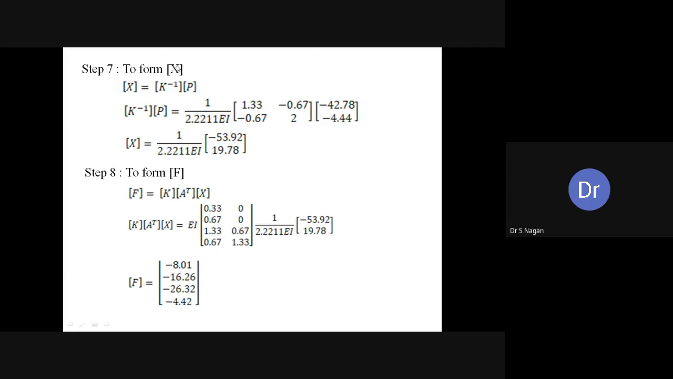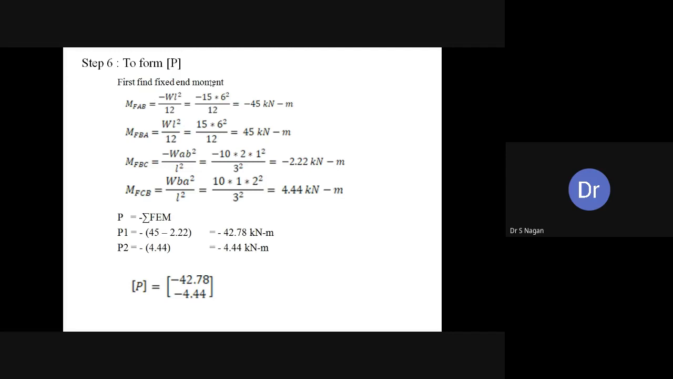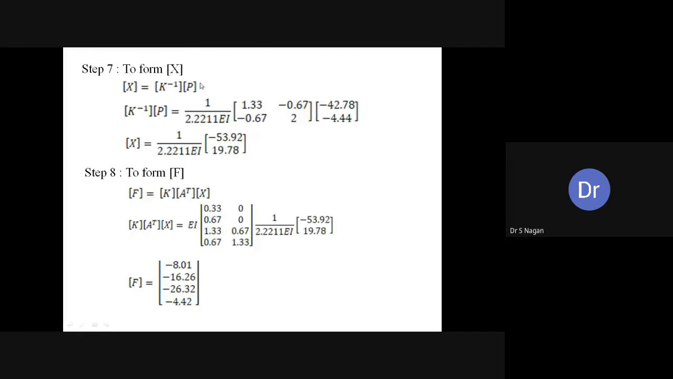So whatever notations we have written, we are finding them one by one. Initially, we have drawn the PX diagram. So now in this step, we are forming P, then X, then F. So F we are finding here.